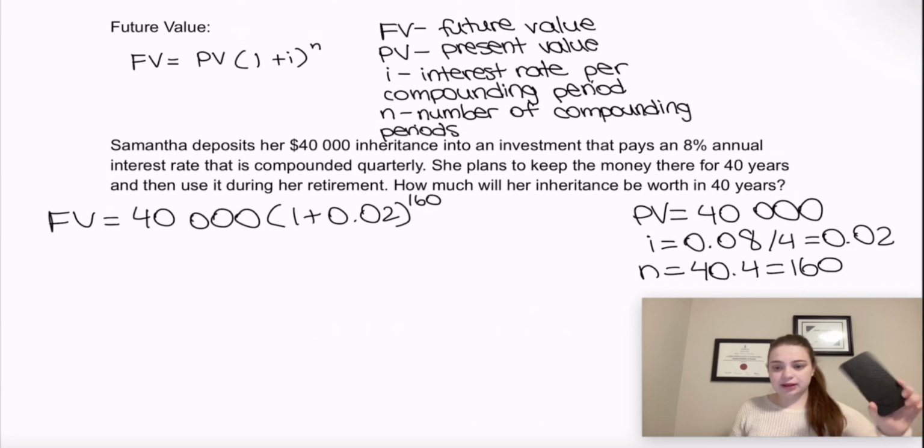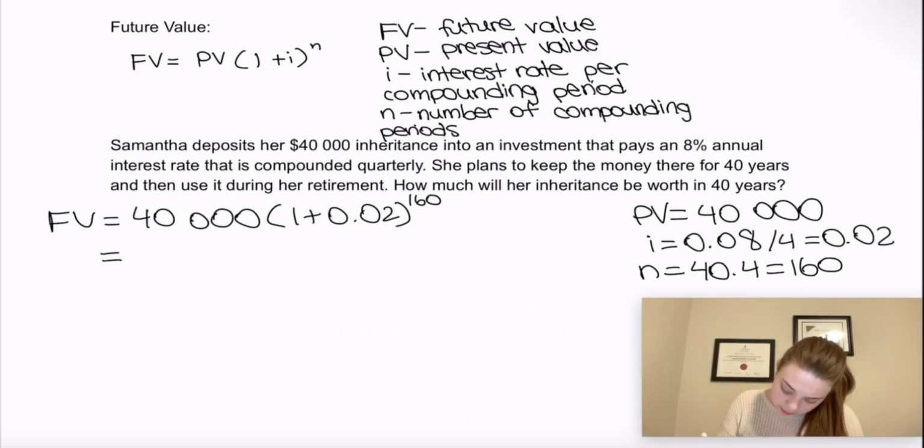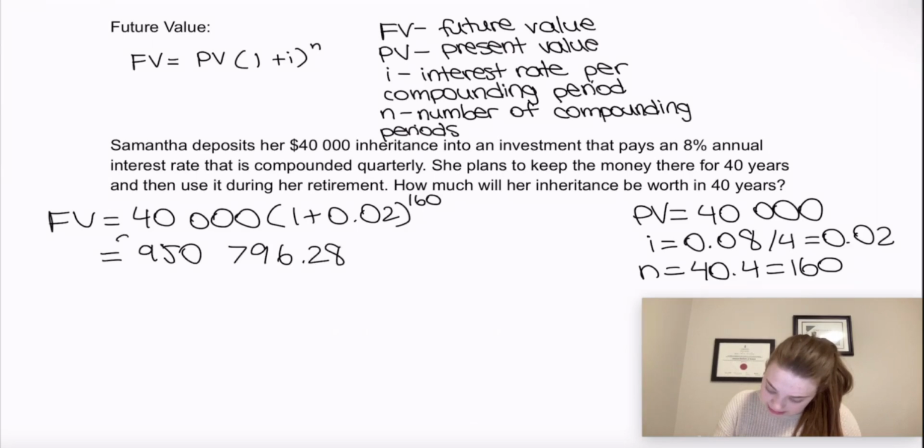So I'm going to grab my calculator and we're going to figure that out. So 1.02 to the power of 160 times $40,000. So therefore, the inheritance will be worth $950,796.28. Now you might be thinking, oh, but isn't that wrong? She only had $40,000. How is it possible that now she has almost $1 million from this?